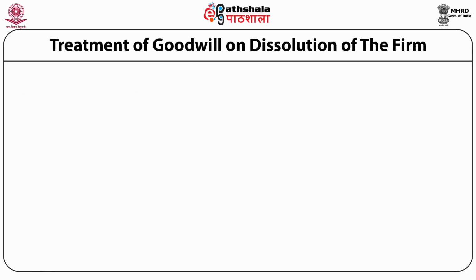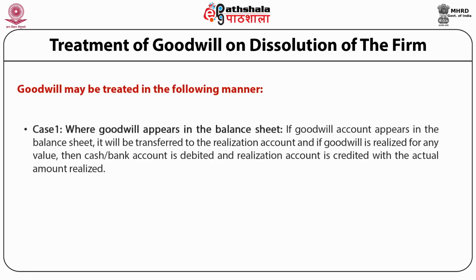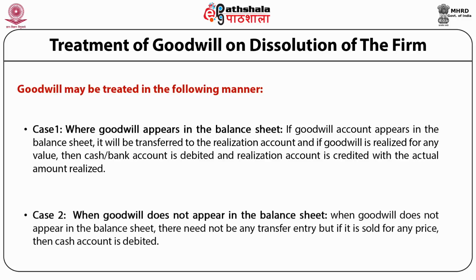Treatment of goodwill on dissolution of the firm. Goodwill may be treated in the following manner. Case 1, when goodwill appears in the balance sheet: it will be transferred to the realization account, and if goodwill is realized for any value, then cash is debited and the realization account is credited with the actual amount. Case 2, when goodwill does not appear in the balance sheet: there need not be any transfer entry, but if it is sold for any price, then the cash account is debited.